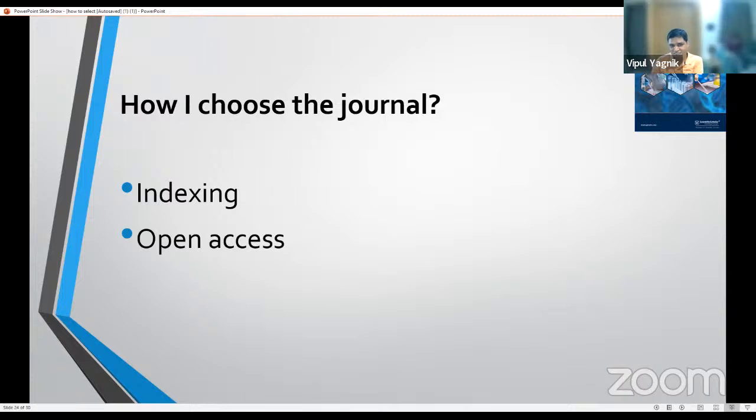I also advise authors to select on the basis of indexing. If it is indexed in PubMed, PubMed Central or Medline, that is the base journal. After that, you can go for Web of Science and Scopus journals.